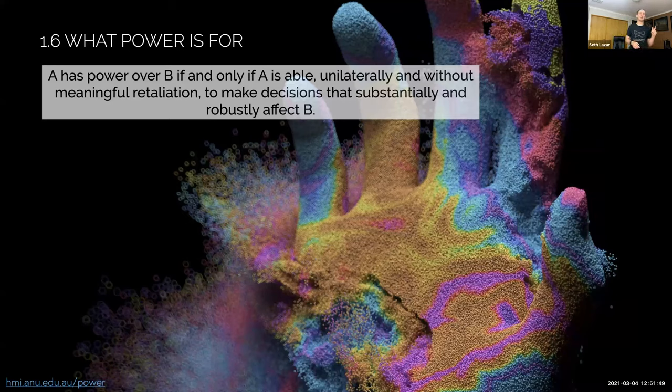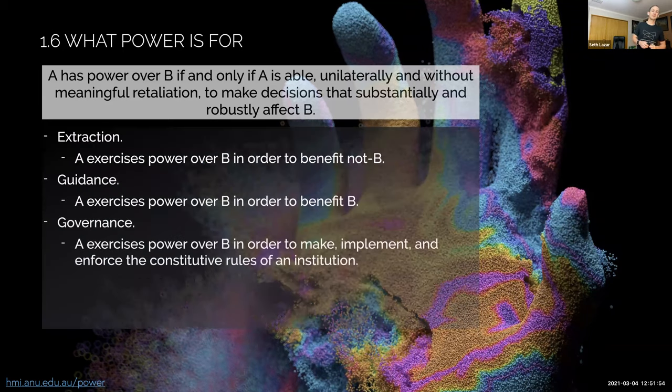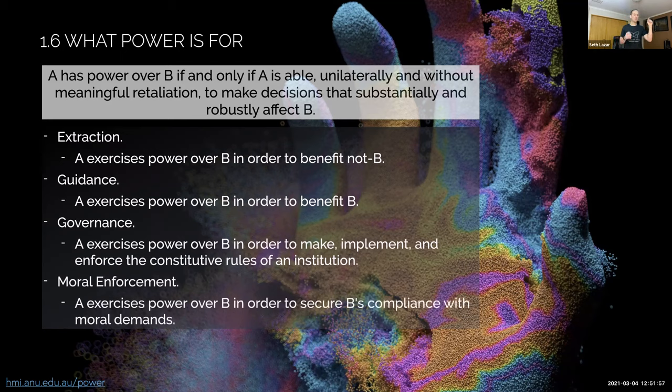I wanted to do one last bit on the purposes of power. This is really quick. I just wanted to distinguish between a couple of things. On the one hand, you can use power to benefit the person who you have power over. That's paternalism. That's benign. It's not necessarily problematic, but you're trying to benefit the person you have power over. That's the kind of power that I have over my son in the room next door, my 9-year-old. You can also use power in order to benefit others, right? So use power over B to benefit people who aren't B. I'll call that extraction, the other one guidance.